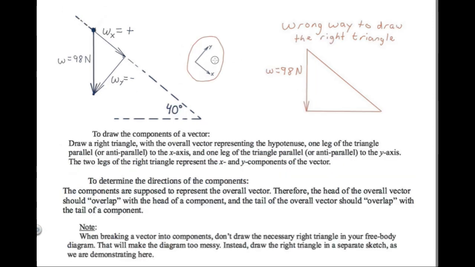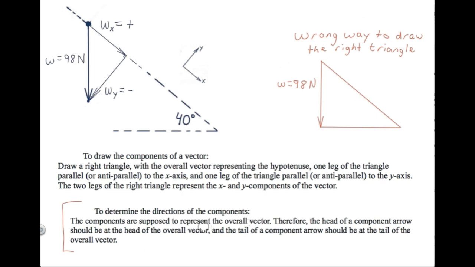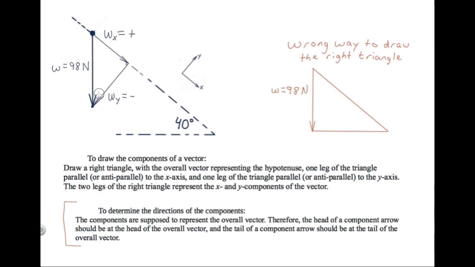On this problem, our axes are parallel to the incline and perpendicular to the incline. So for this problem, we need to draw a right triangle with legs that are parallel to the incline and perpendicular to the incline. Remember that this is the rule that we used to determine the directions of the components. The head of the overall vector should overlap with the head of a component, and the tail of the overall vector should overlap with the tail of a component.